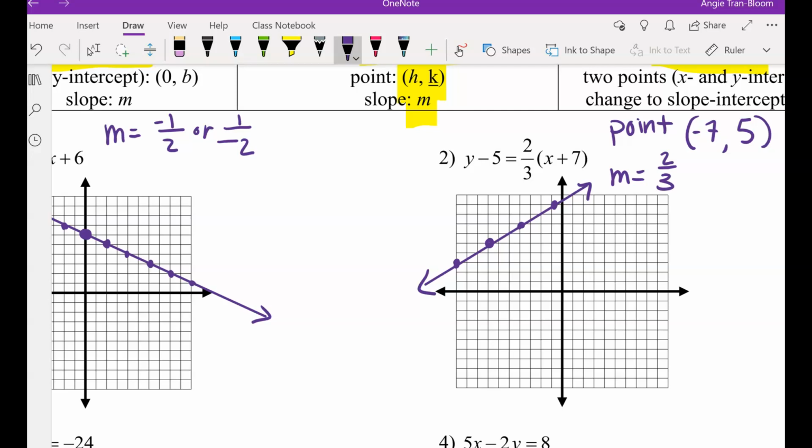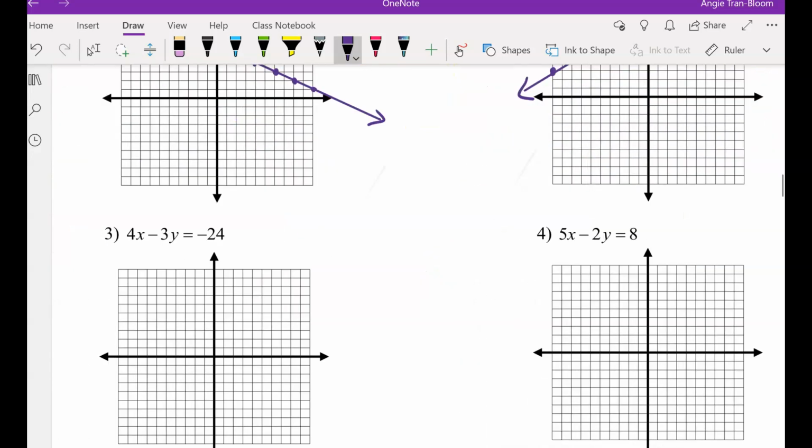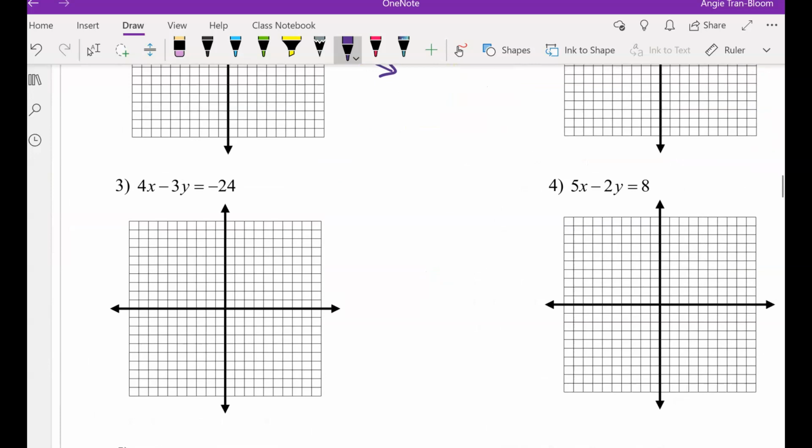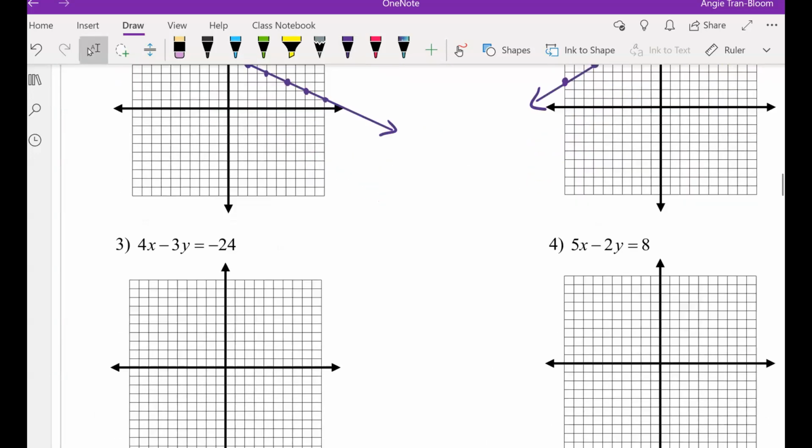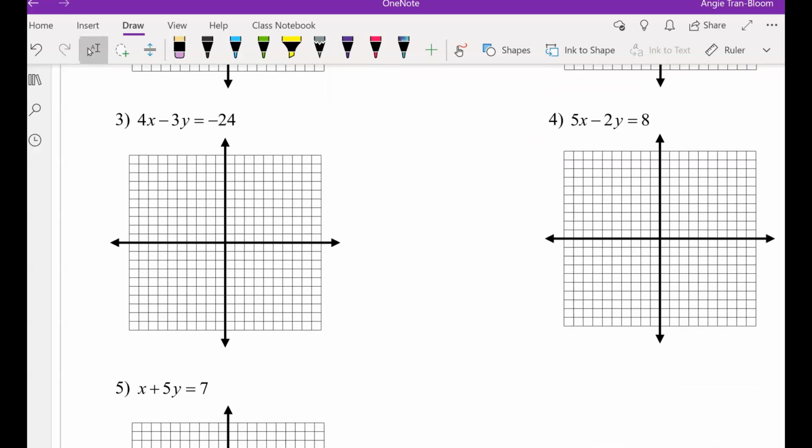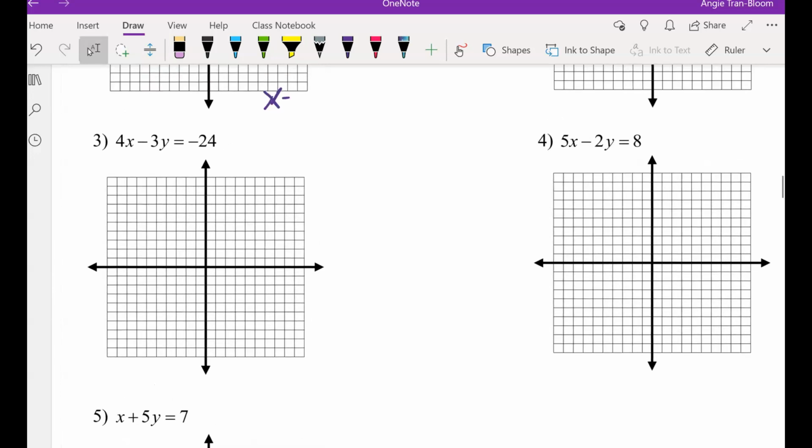Questions on 1 and 2? Okay. 3 and 4. What type of equations are 3 and 4? Standard, and really pretty much 5. So in standard form, we are now going to find the x and y-intercept. We are going to find 2 points. How do we find the x-intercept in example 3?